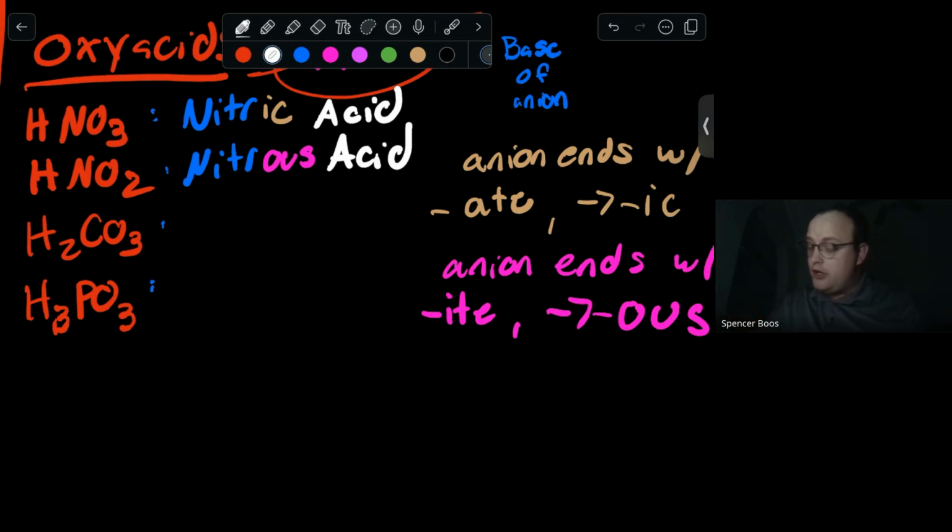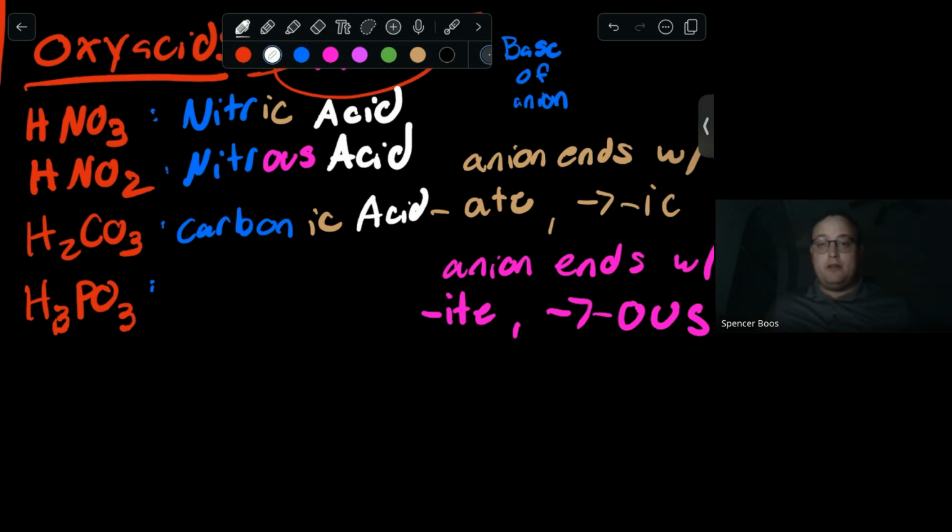H2CO3, even though there is a 2 here, it doesn't matter. We don't care about it. All this would become is carbon, because it's carbonate. So it'd become carbonic acid.